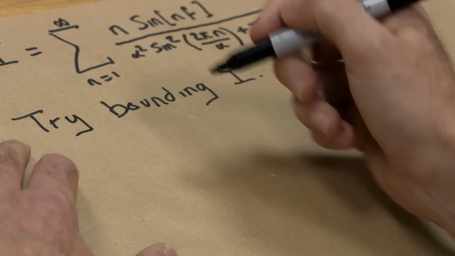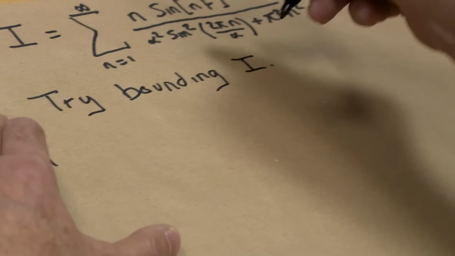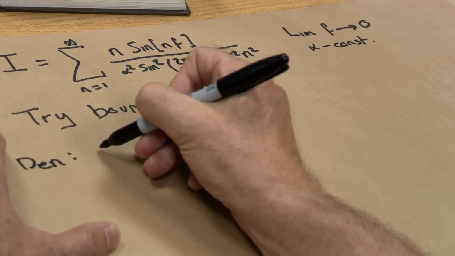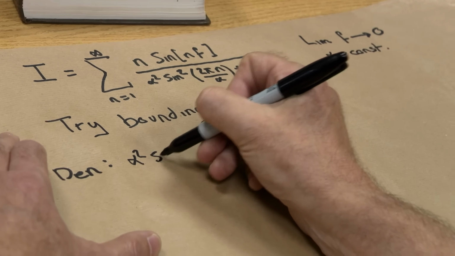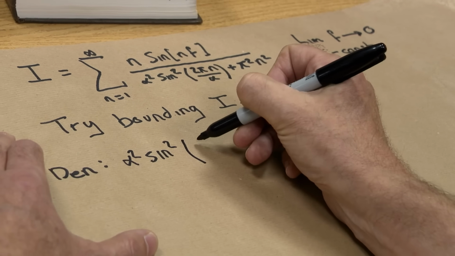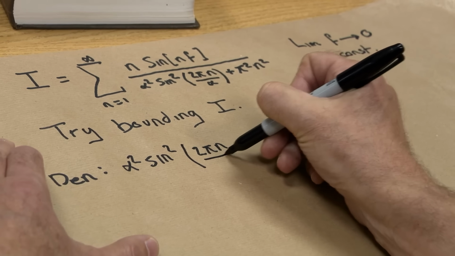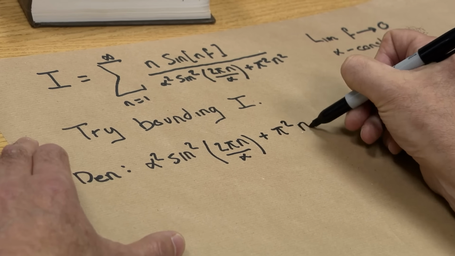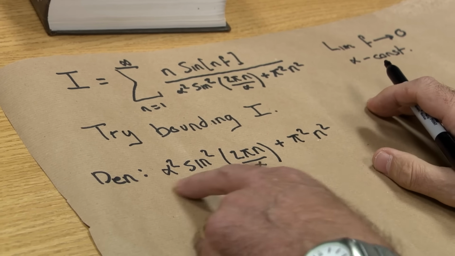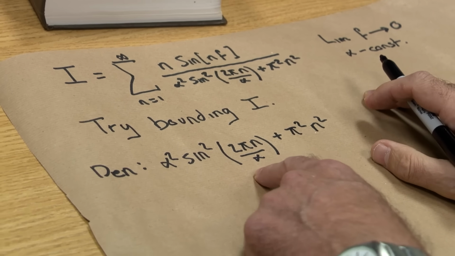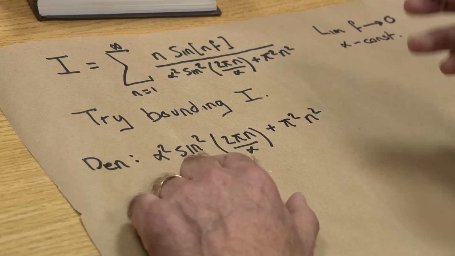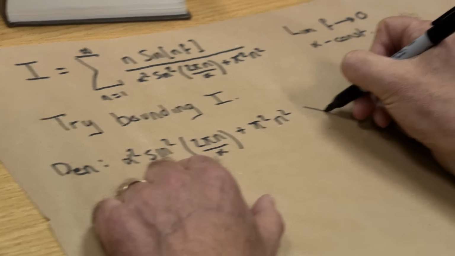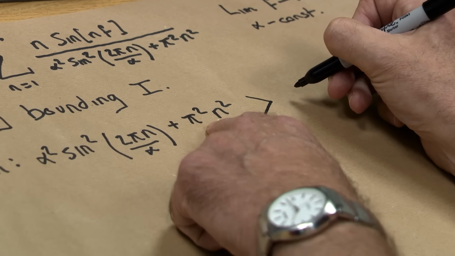And the way I did it was think about the denominator. So that's this term here. If we think about this denominator, what is it? It's alpha squared sine squared 2 pi n over alpha plus pi squared n squared. Now this here is always positive. Everything's squared. So that means that this thing is always going to be greater than just this term by itself, right?